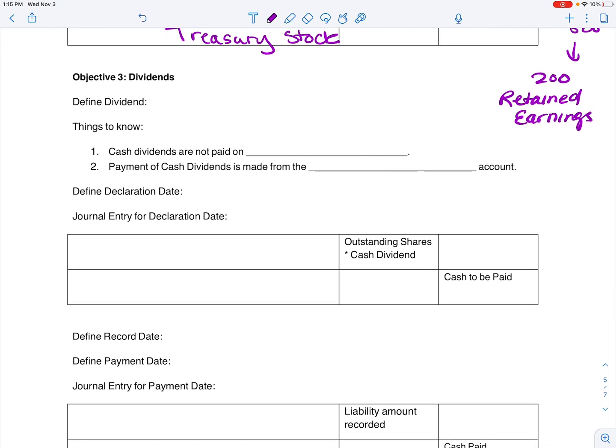Now let's talk a little bit about dividends. Dividends are the share of earnings from our stock that we pay to our shareholders, but dividends are not paid on treasury stock. That would be like paying ourselves. We don't want to do that because it's our money anyway. So dividends that we pay to our outstanding stock is made from our retained earnings account. So we need to make sure we have money in there if we're making any dividend payment.